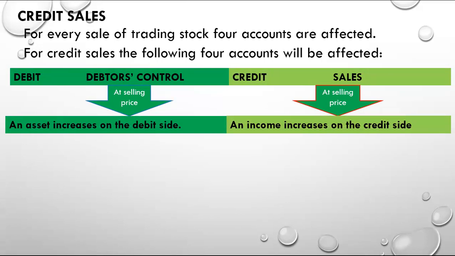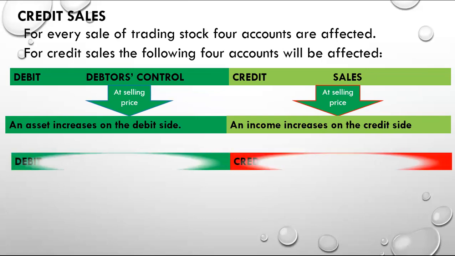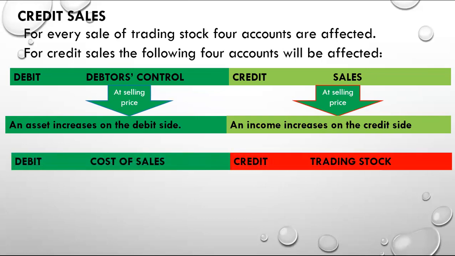The other 2 accounts that will be affected will be cost of sales and trading stock. Cost of sales is an expense. It increases on the debit side whenever we sell goods. I repeat, cost of sales increases on the debit side whenever we sell goods. Trading stock will decrease on the credit side because we are losing stock. It's being sold, it's gone. So these 2 accounts will be recorded at cost price.